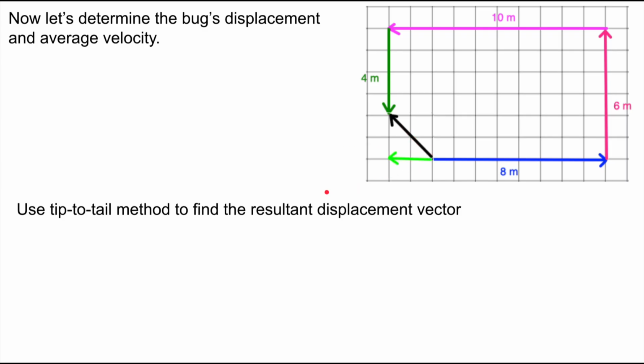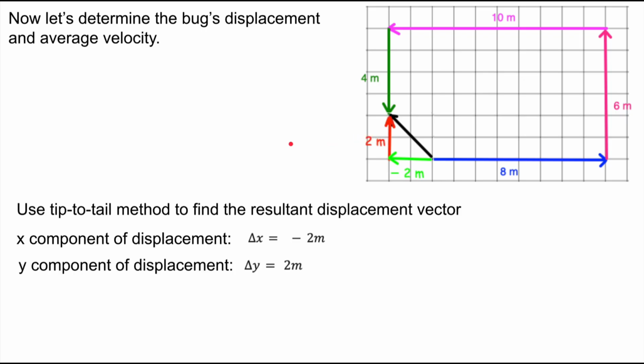So I'm going to then break this resultant vector up into 2. I don't know how long this is, so the way I'm going to find it is I'm going to find 2 component vectors. I'm going to find the x component and the y component. So here's the x component, and I see that's negative 2 meters. And I have to indicate the negative because I'm dealing with vectors now. So this is the negative direction left. And then up is going to be the positive direction, and that's 2 meters in the positive direction here.